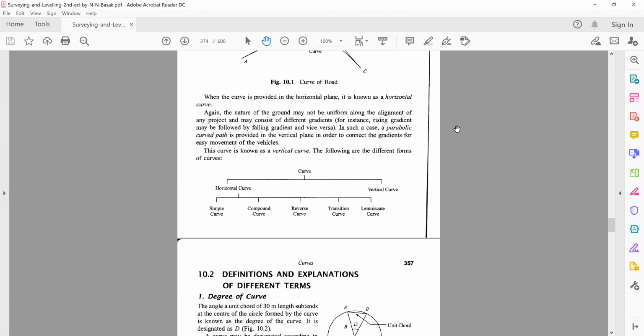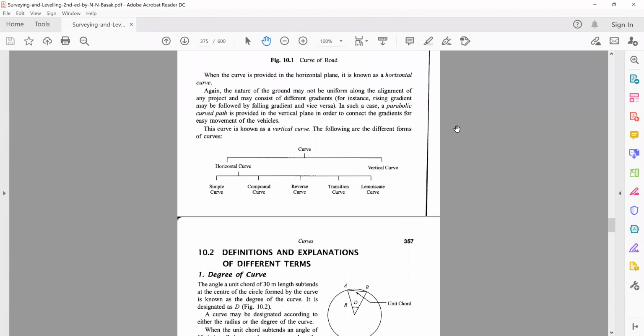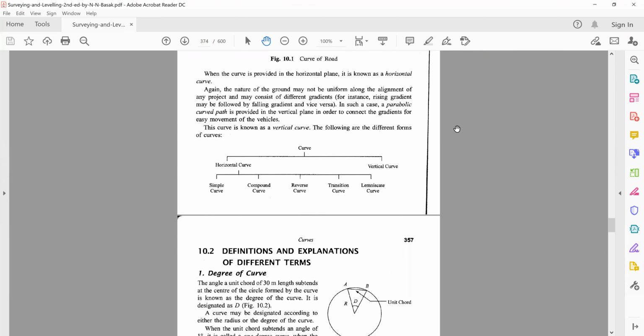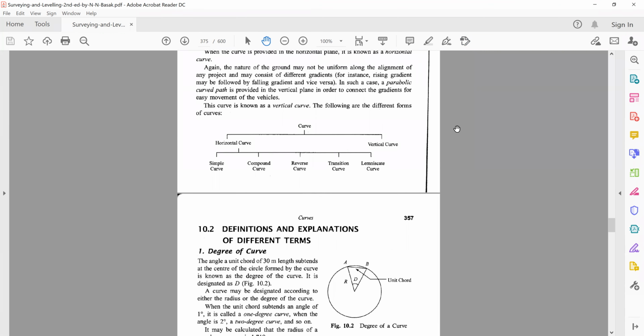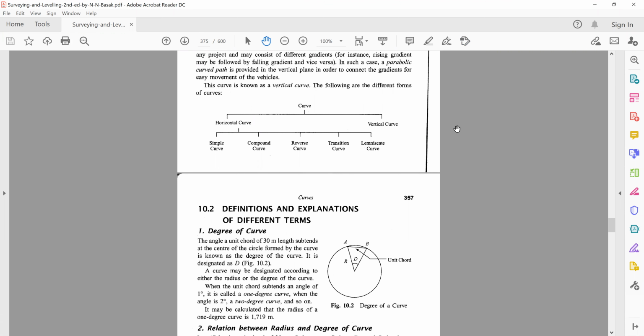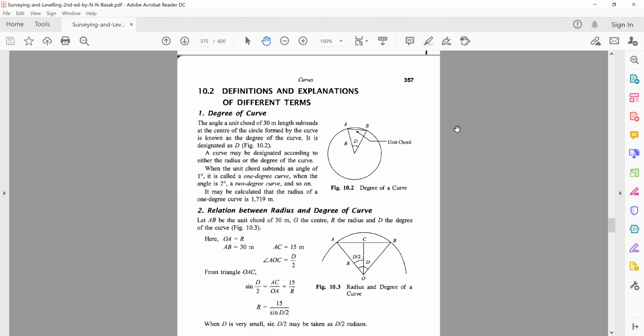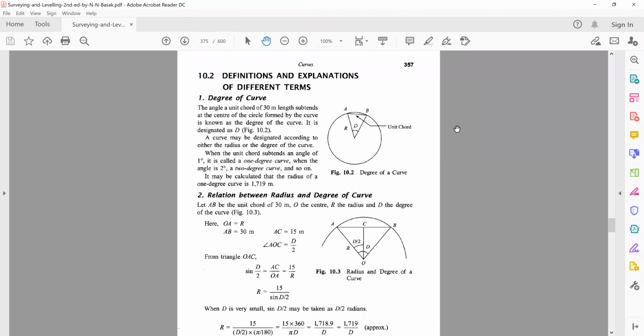So let's see what are the different types of horizontal curves. We have discussed vertical curve already. So horizontal curve can have different types. It can be a simple curve, compound curve, reverse curve, transition curve, and lemniscate curve. So now we'll discuss each of them one by one. But before that, just a few very basic definitions that we should be familiar with.